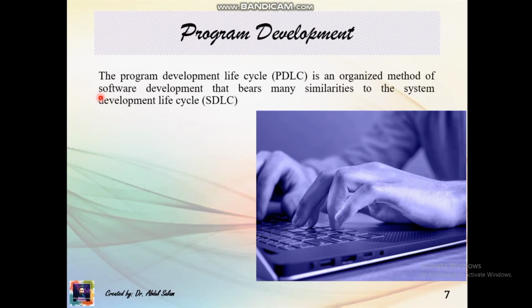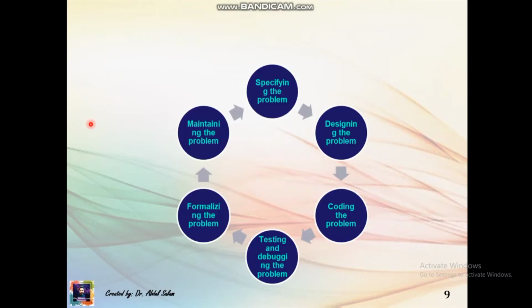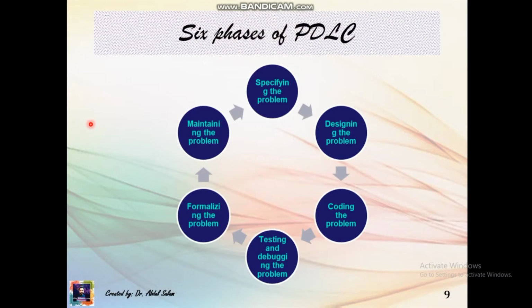The program development life cycle is an organized method of software development that bears many similarities to the system development life cycle. The need for the programming development life cycle: why does the need for the programming life cycle arise? It is basically used for better software and quality of product in the market. Here you can see the phases of the program development life cycle: design the problem, code the problem, testing and debugging, formalizing the problem, and maintain the problems.